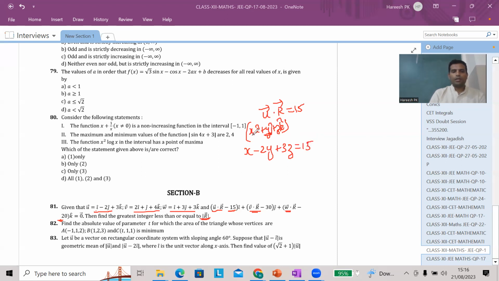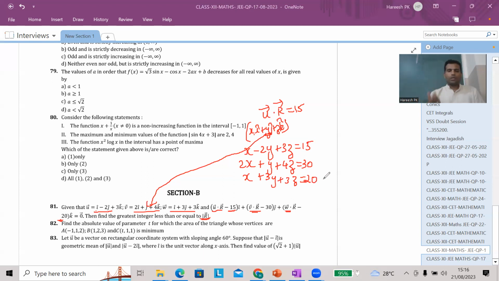Now similarly multiply r with v. So I will end up getting x into 2, which is 2x, then y into 1, and then z into 4. That is equal to 30. And then last is r into w. So you get x plus 3y plus 3z is equal to 20.